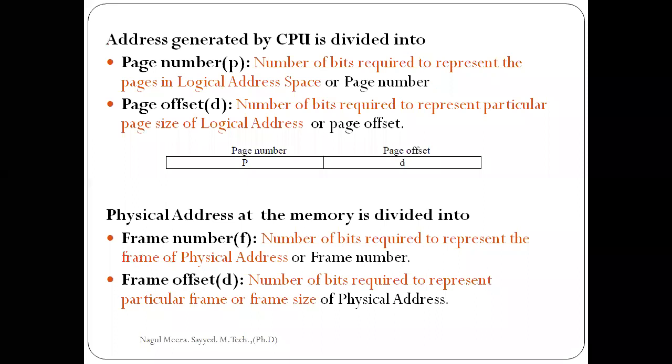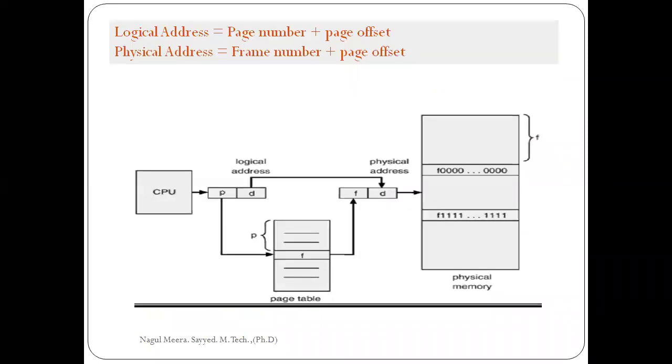Then at the CPU, the logical address is divided into page number and page offset. At the physical memory, the physical address is divided into frame number and frame offset. So simply we can conclude: logical address is equal to page number plus page offset, and physical address is equal to frame number plus frame offset. Here there is a page table. The page table maintains page number as well as frame number, and it is placed between the logical address and physical address.